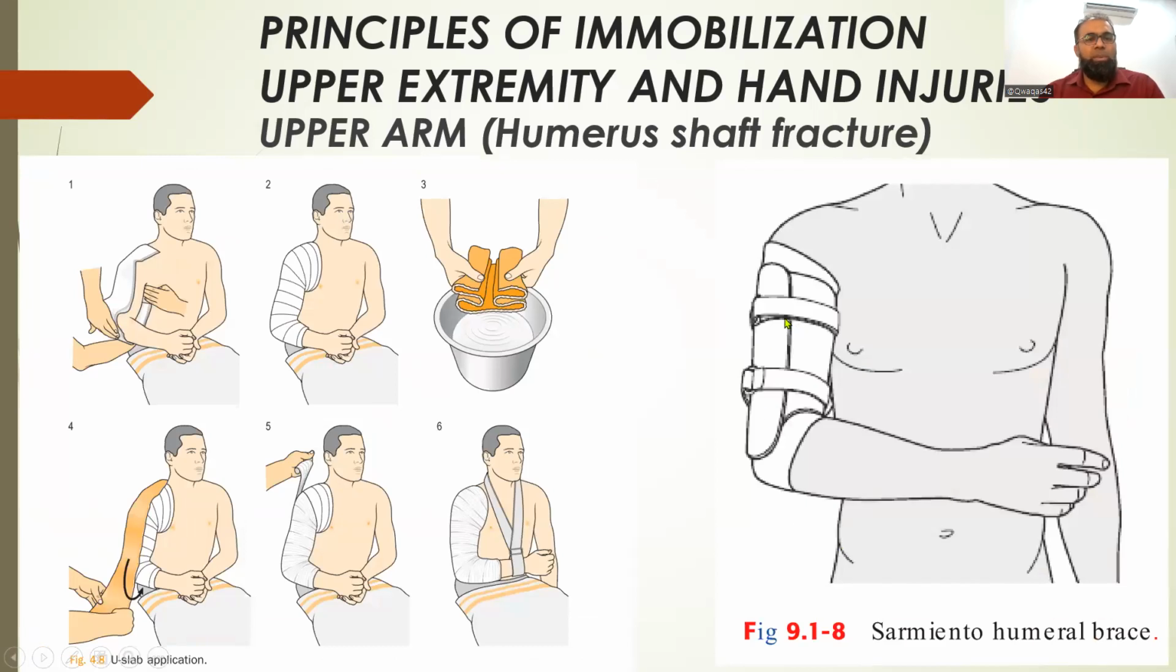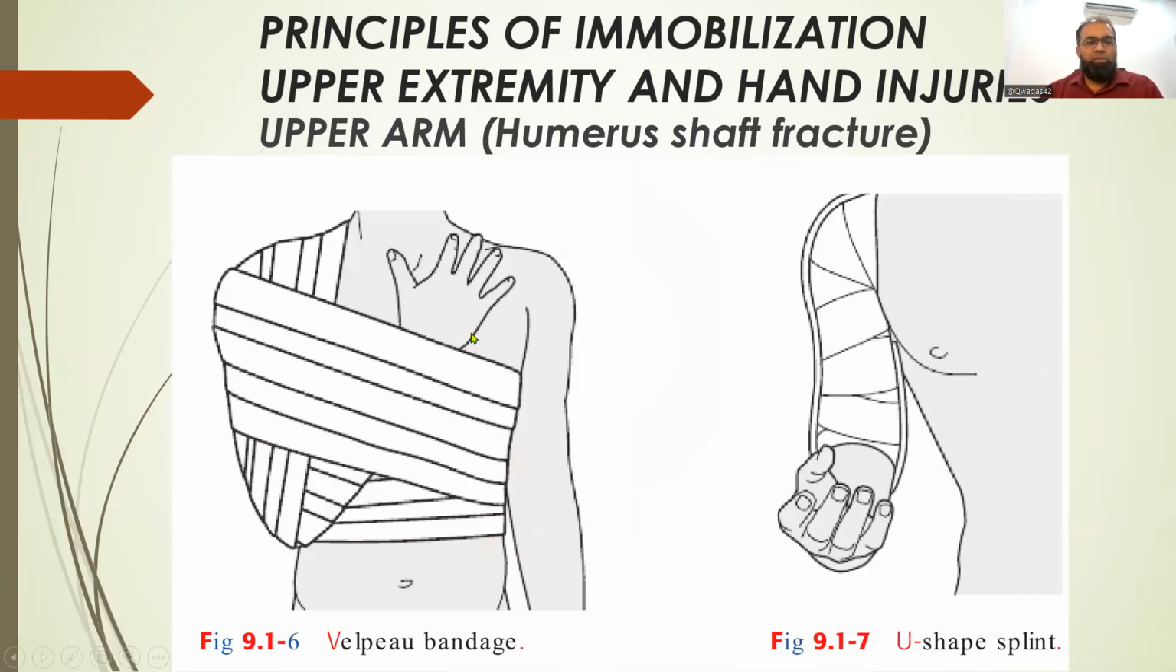Now, how to apply a back slab? Okay, it's a U slab actually, in the shape of the U. So first of all, you apply the cotton, more in the axilla and covering the base of the neck. This is how you take a size. You apply the cotton, and you prepare the back slab, and you apply the back slab, and then you roll the crepe bandage. So this is a body bandage type dressing, and this is a U slab.